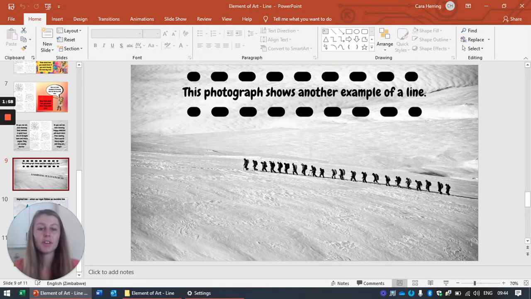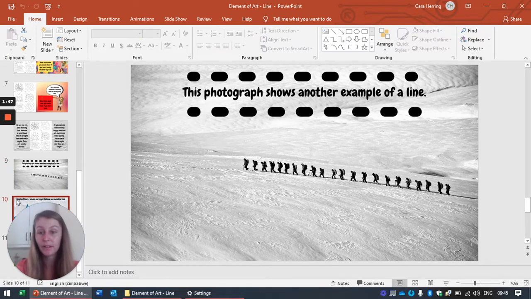This photograph shows another example of a line. Okay, so now this is not a drawn line, this is a line shown in a photograph. You can see lines in photographs and also in your paintings as well.